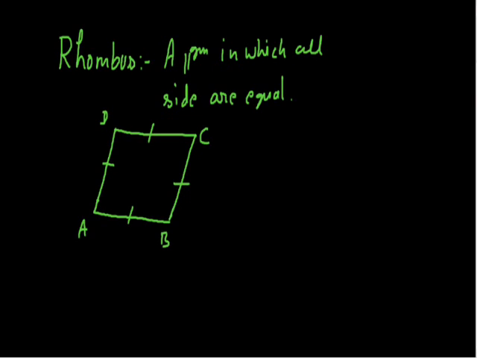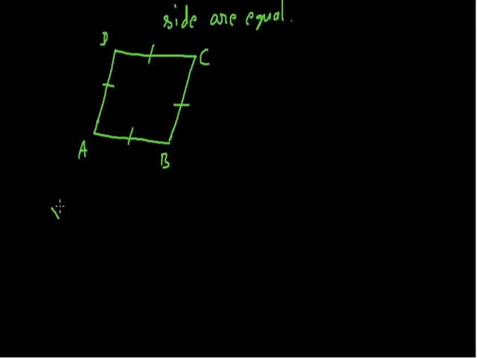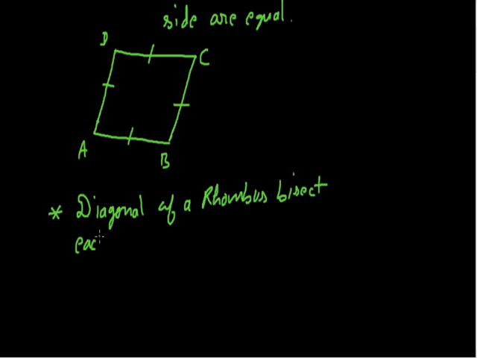Now a rhombus has one special property: the diagonals of a rhombus bisect each other at 90 degrees. If I draw the diagonals, let's say AC and BD are the two diagonals, they bisect each other. It means these two parts are equal and these two are equal, and the angle between them is 90 degrees.